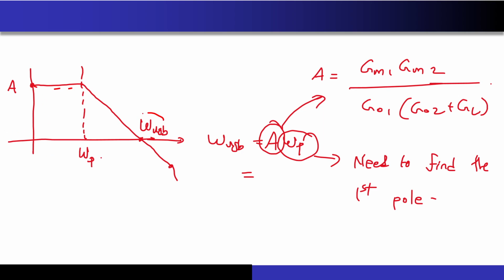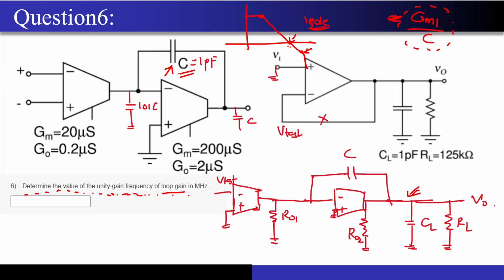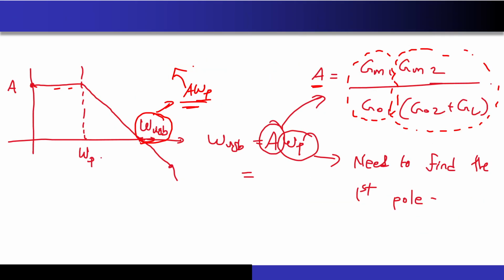Now omega UGB, if your system is acting like a first order system, then you can easily say that your omega UGB will be nothing but A times omega P. What is the A? A is nothing but the DC loop gain. We have already calculated this in the previous question: GM1 by GO1 for the first stage and GM2 by GO2 plus GL for the second stage. So I already know the value of A. What about the omega P? We have already seen how to calculate the dominant pole at this particular point over here. So now how to calculate the dominant pole?